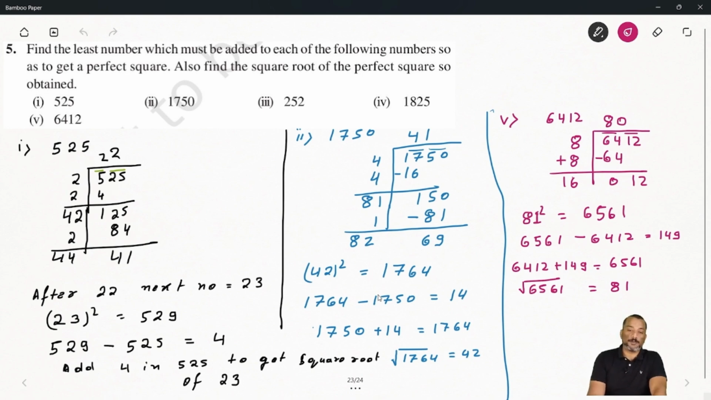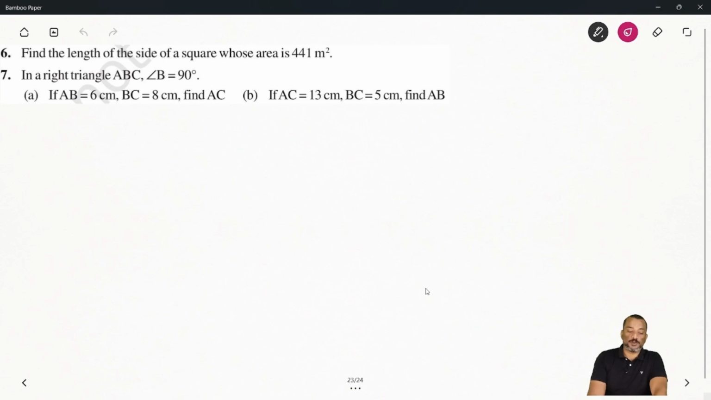Now coming to the next question. Question number 6 says: find the length of the side of the square whose area is 441 square meters. So you know, the area of a square is equal to side times side, so you can say side square.